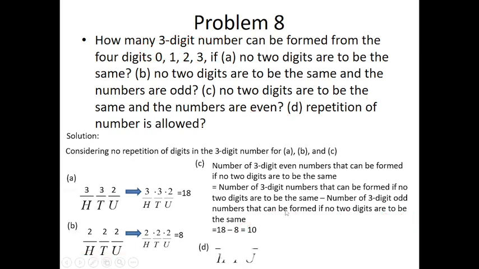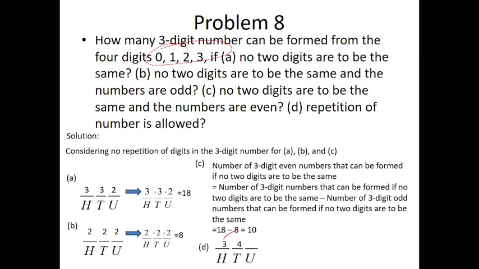For letter D, repetition of numbers is allowed. For the hundreds place, we cannot select 0, so we have 3 options. For the tens place, we can select any of the 4 digits, 0, 1, 2, and 3, so 4. In other words, we can repeat the digit that was placed in the hundreds place.